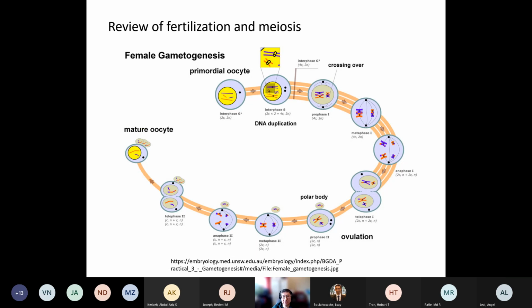And in metaphase 1, the chromosomes are aligned at the equator of the cell. And then in anaphase, the chromosomes are pulled by the centrosomes towards the opposite sides of the cell. And eventually you have a telophase. Telophase is when the chromosomes are now located at opposite ends of the cell, and cytokinesis will start to happen.